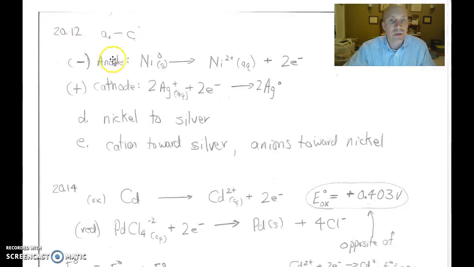All right, so again, at the cathode, which is where the reduction happens, we're showing the silver ions becoming silver metal. At the anode, we've got nickel metal becoming nickel ions. Notice for the half reaction, I had to multiply this by 2, so that your electrons would be the same in both the oxidation and the reduction half reactions.